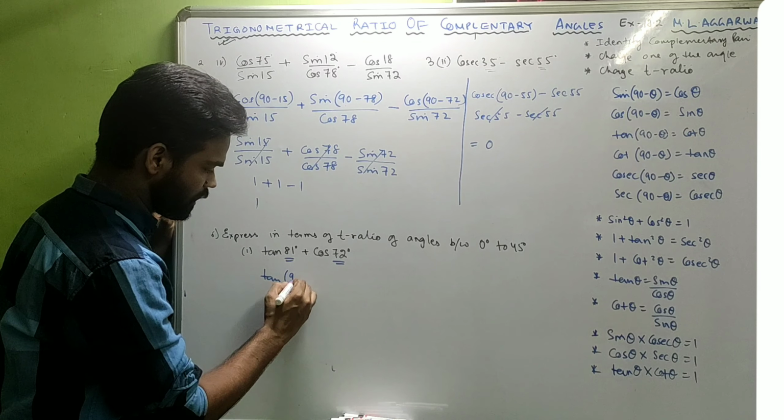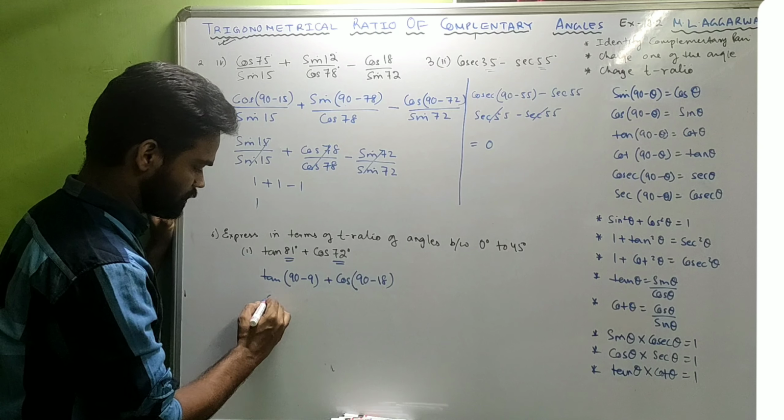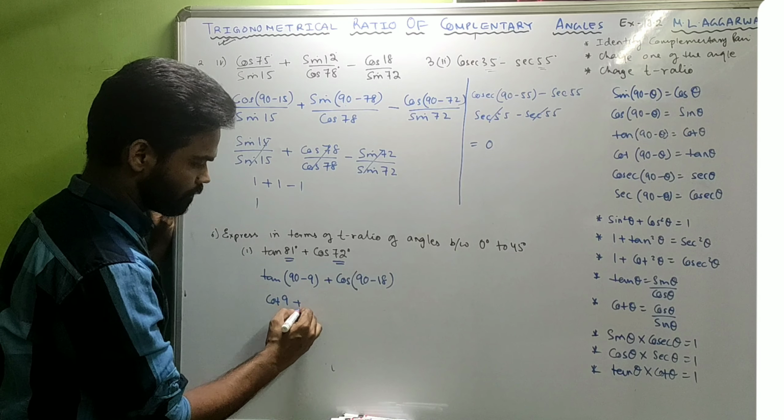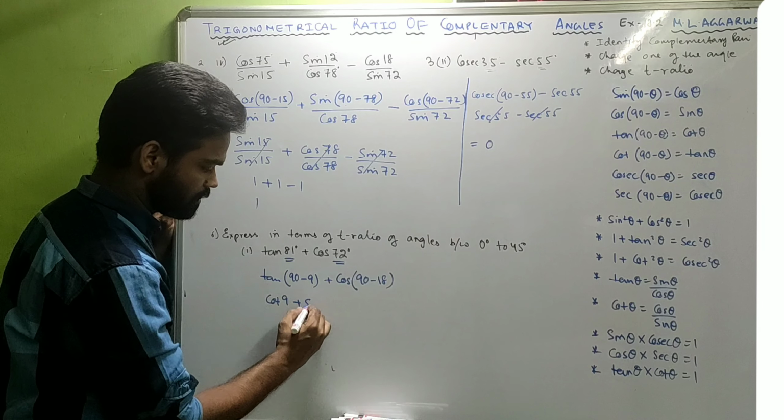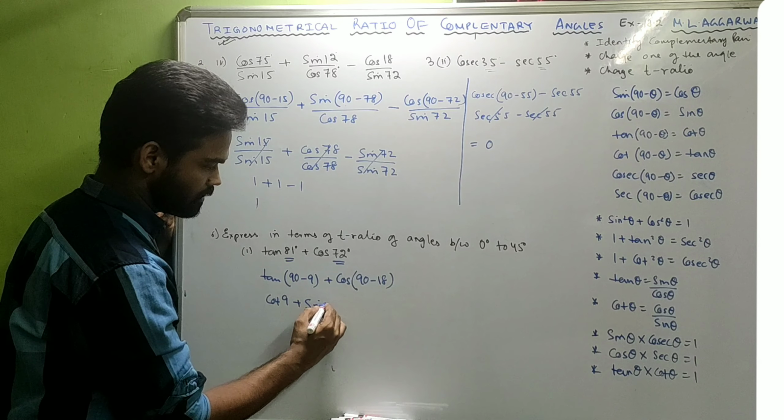Can I write 90 minus 9 degree? And cos 72 I can write as cos 90 minus 18. Now tan 90 minus theta is cot theta and cos 90 minus theta is sin theta. See, I have written this expression, value same, in terms of T ratios of angle between 0 degree and 45 degree. Done. Now let us see the next sum.